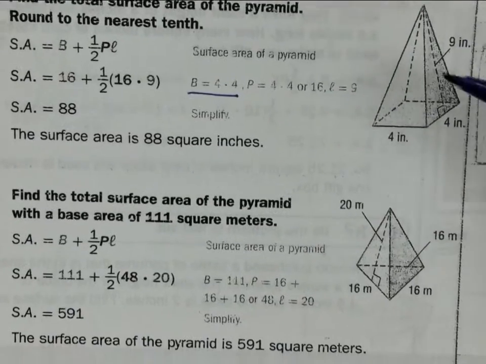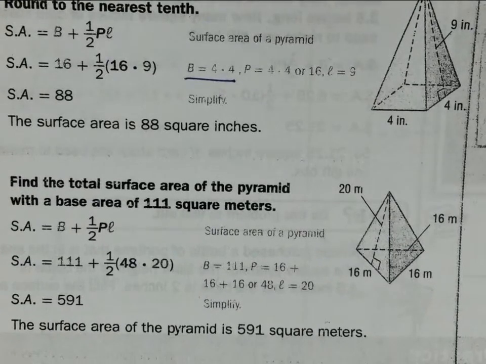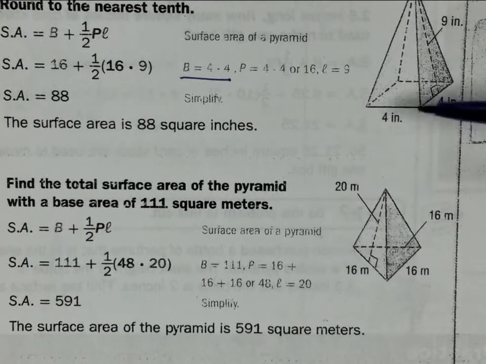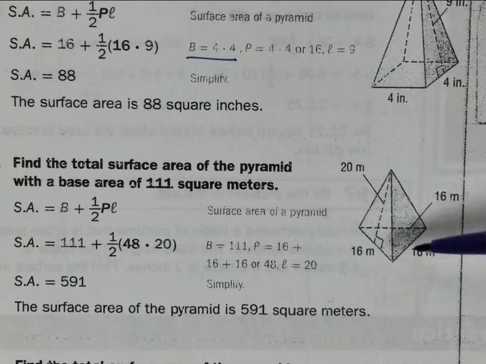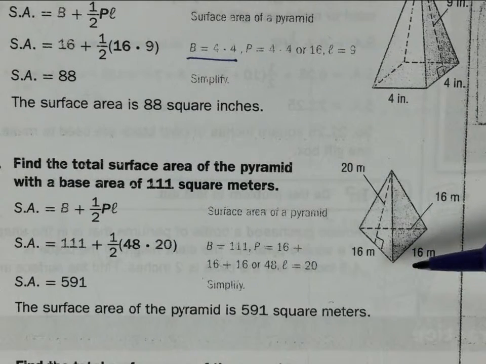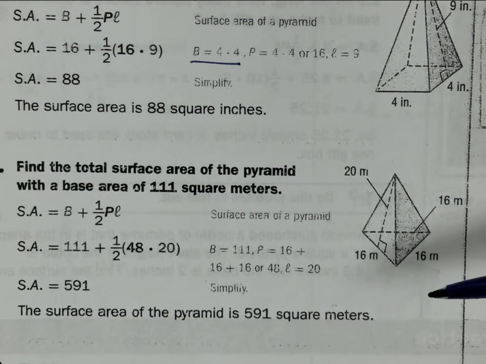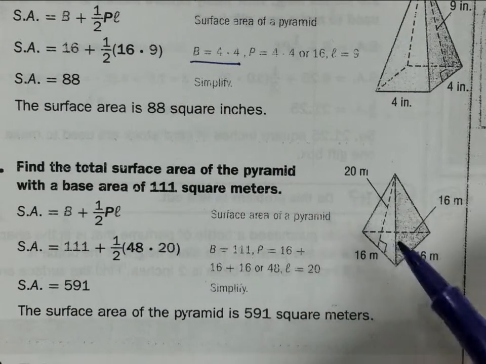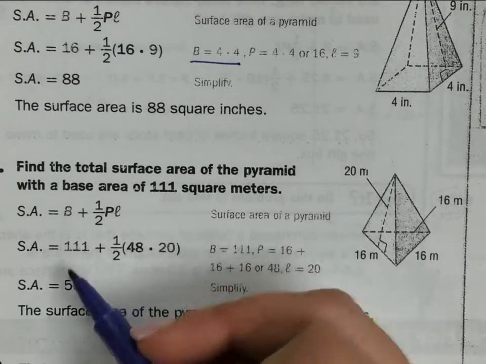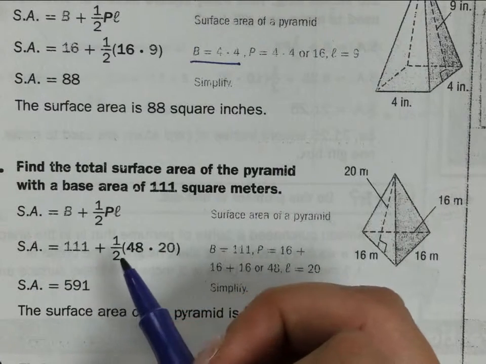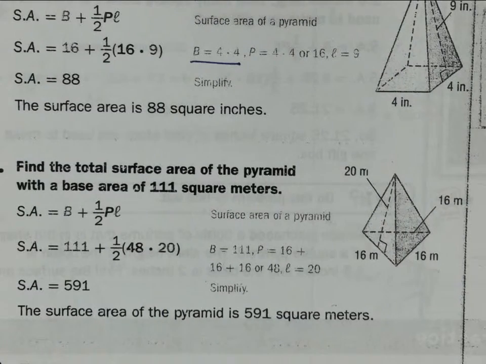What is different about example 1 and example 2? One's a rectangular pyramid and one's a triangular pyramid, right? So finding capital B is a little different here. How would I find capital B for this one? 1/2 base times height, or base times height divided by 2. But in this case, I don't know the height of that base, so they told me that the area of that base is 111. So you just plug that 111 in for capital B, and then add it to your lateral area, which is 1/2 times P times L. Any questions about that?